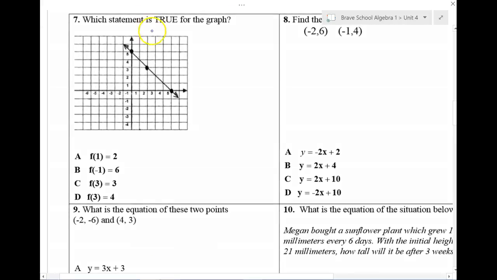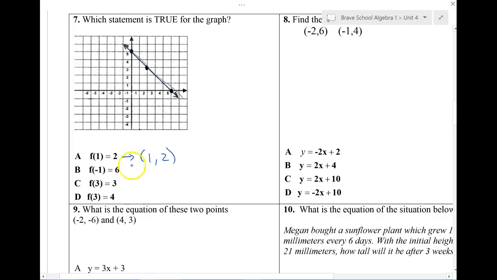Okay, which statement is true for the graph? Well, let's go through each of these and see which one's true. So remember, these are pretty much just points. Like this can be written as 1, 2. So basically, we're saying, are these solutions to the graph? Are they on the line, this line here?